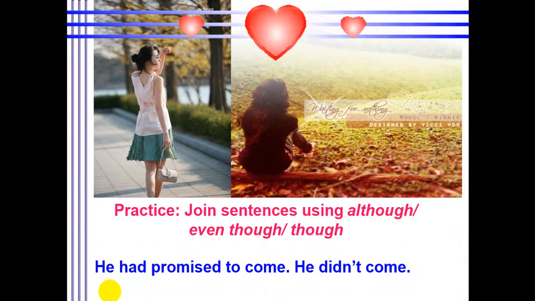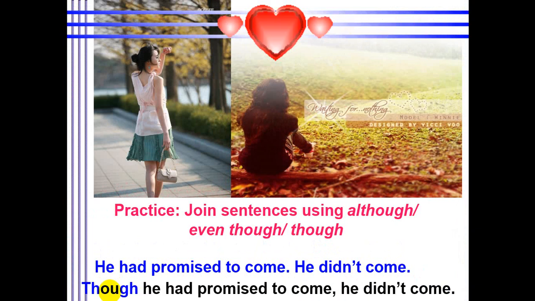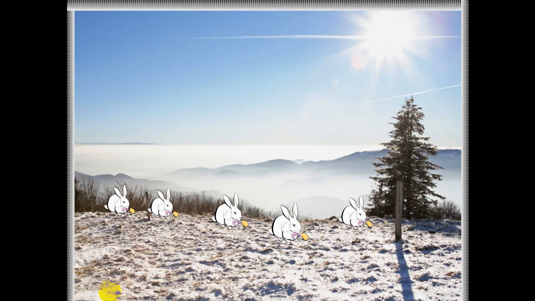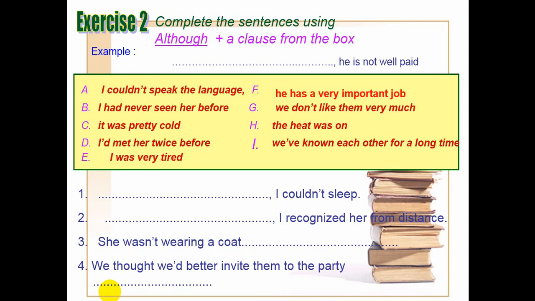He has promised to come. He didn't come. Yeah, though he has promised to come, he didn't come. Mặc dù anh ấy hứa đến nhưng mà anh ấy không đến. Mặc dù. Okay, so now you come by the sentence.